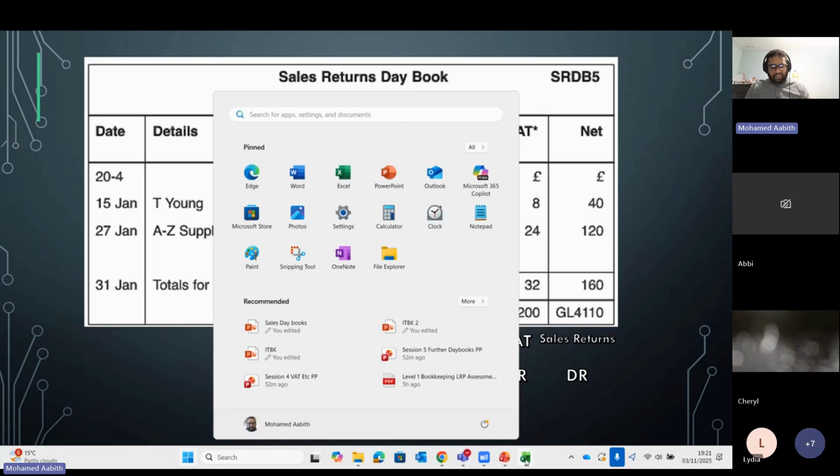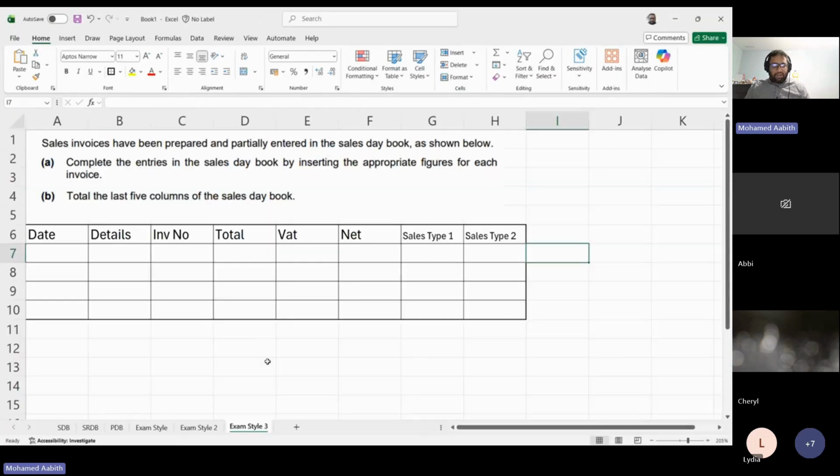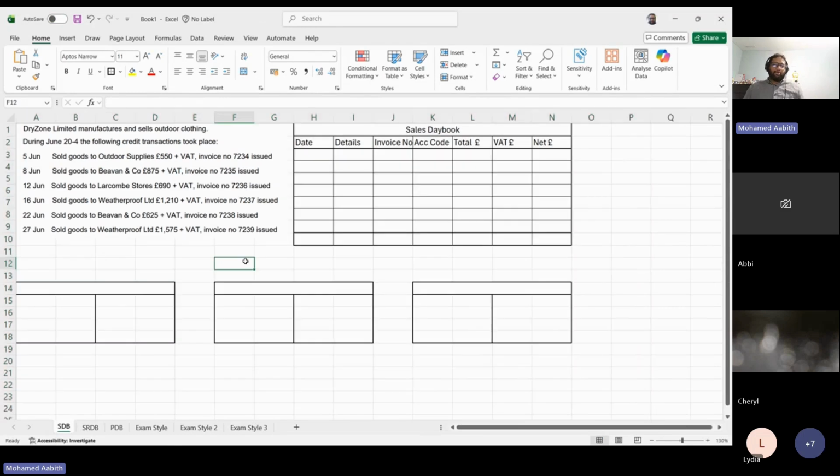Okay, so let me get to my spreadsheet, which I have created for this session. Here I have a sales day book question. They're asking what the entries are. We have 1, 2, 3, 4, 5, 6, so I can enter six data rows there. So 5th of June. And the details are going to be Outdoor Supplies. What is the invoice number I have? 7234. The account code, I can say OS01, because there was a list there, but I could not find that list, so I'm just going to create it myself.